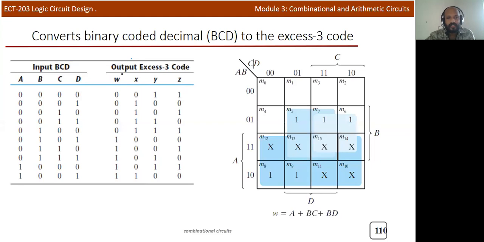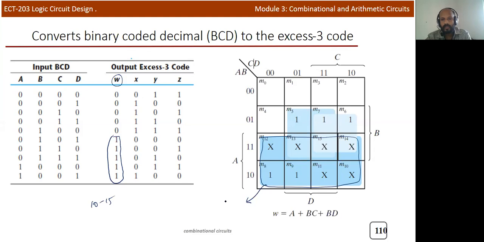And finally, this is for W. W is 1 from 5 onwards up to 9, so you get 5, 6, 7, 8, 9. The remaining values 10 to 15 are don't care values. And if you group, you can consider one group of 8, one group including a don't care condition.